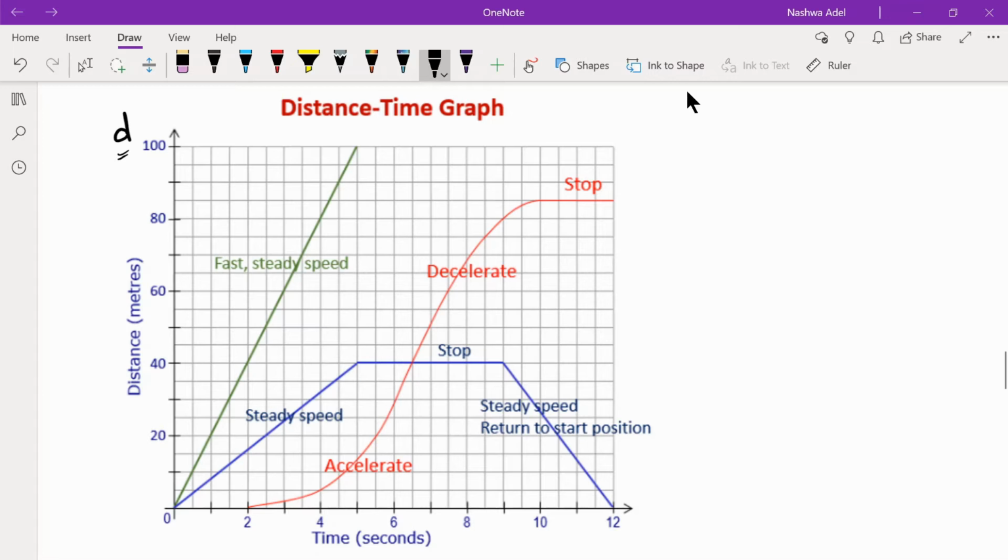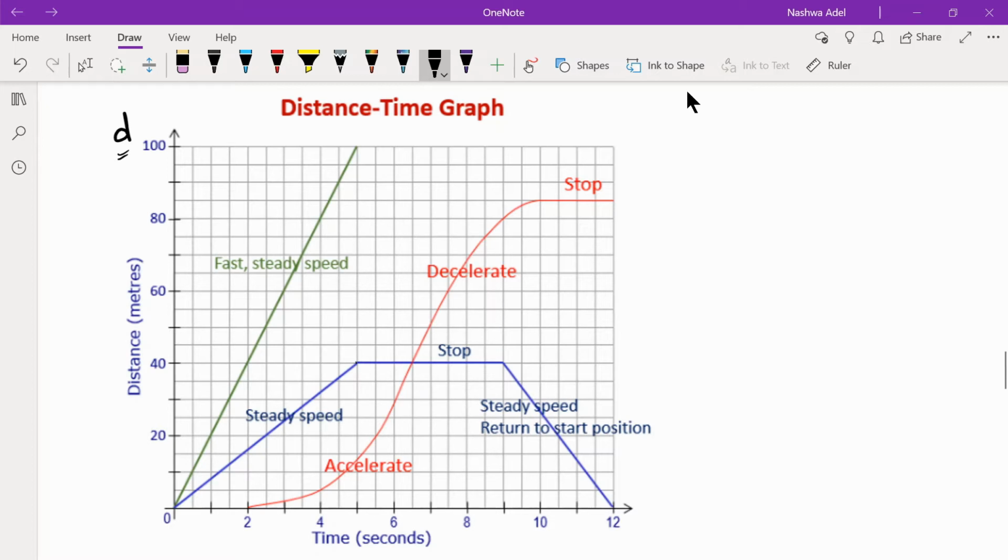Okay? Here, look at this part of the blue line. Also, it is a straight line, like the green one. It also represents a steady speed. But what's the difference between the green one and the blue one? The green one has higher speed, but the blue one has lower speed. Why? Because the gradient of the green one is higher than the gradient of the blue one.